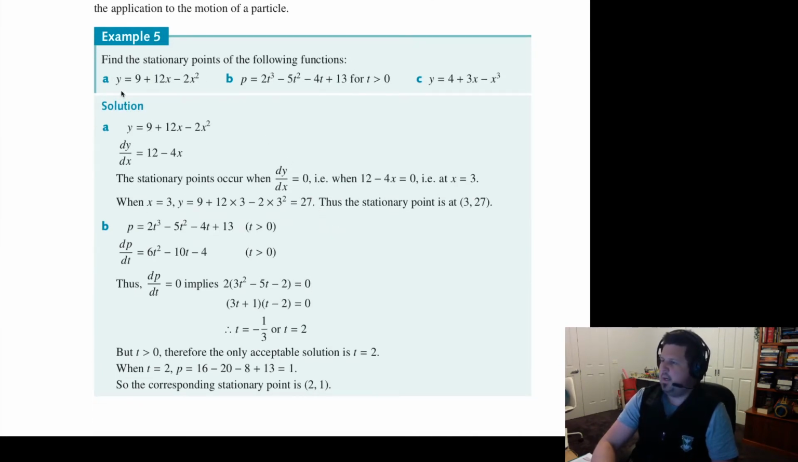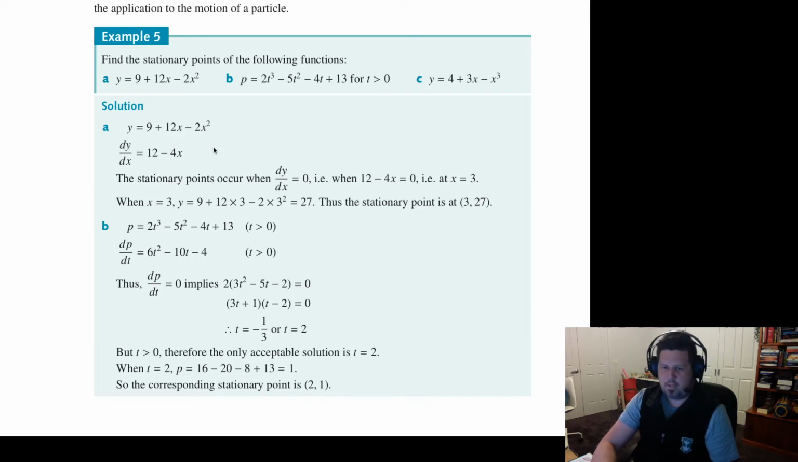The first one has the equation y equals 9 plus 12x take away 2x squared. The first thing we need to do is work out the derivative of this equation. We can apply the skills we've learnt previously to differentiate it. Doing that, you end up with the derivative, dy/dx, equal to 12 take away 4x. Perfect, we've got the derivative.